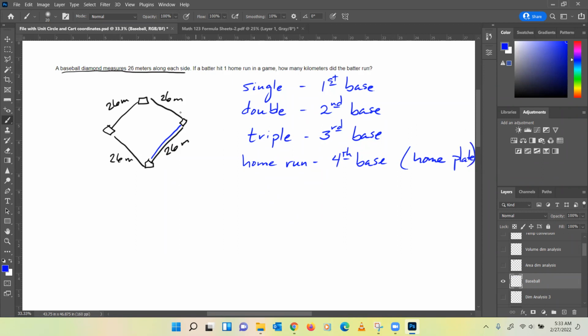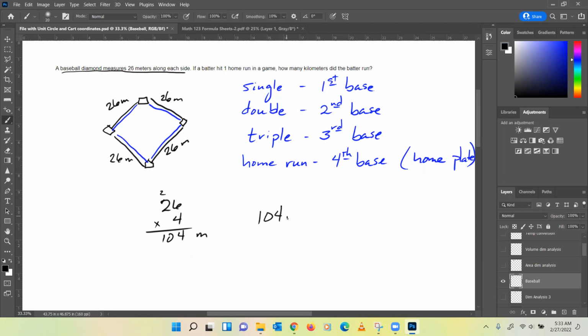So with this question, it says they hit a home run. That means they're going to run all 4 lengths of the field. So 4 times 26. 4 times 6 is 24. Carry the 2. 4 times 2 is 8, plus 2 is 10. So they run 104 meters total. But they asked me how many kilometers did they run.